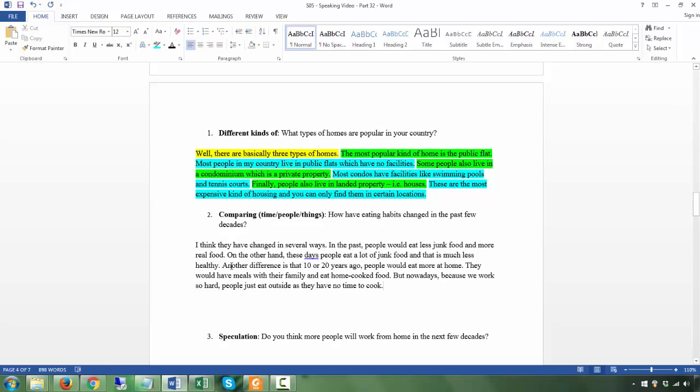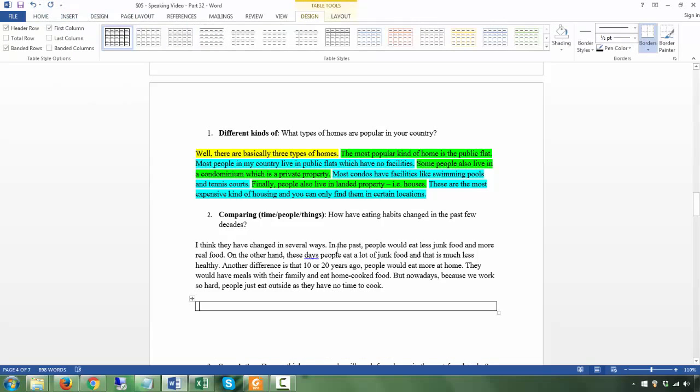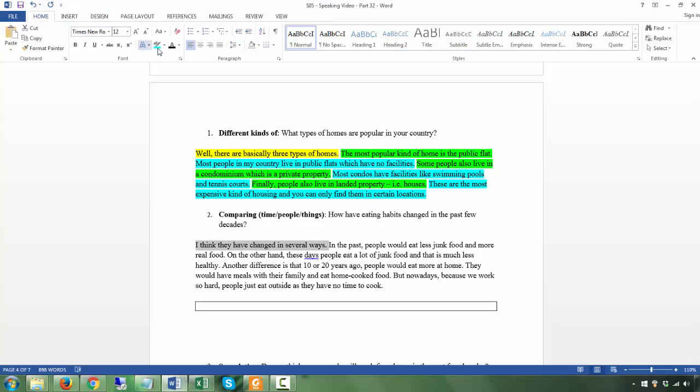All right, let's just analyze this answer. Okay, as we pointed out, this is the introduction. Then you have 2 points. This point is related to junk food. This is related to eating at home versus eating out. Okay, so here, that's the first point, the first difference, how eating habits have changed.